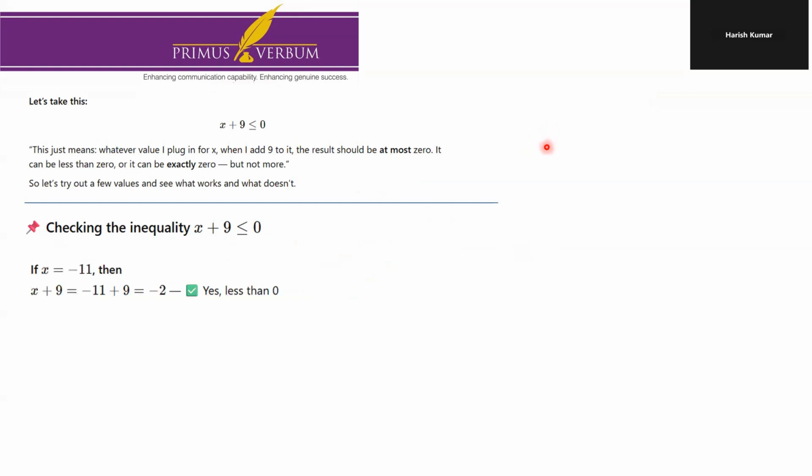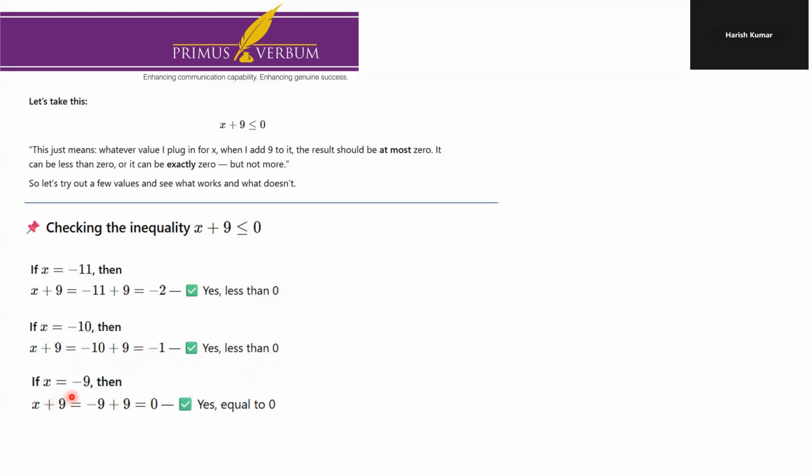So let's assign the value minus 11 to x. x plus 9 would become minus 11 plus 9, which is equal to minus 2. Yes, it is less than 0. It satisfies the inequality x plus 9 is less than or equal to 0. Now let's assign x the value of minus 10. So x plus 9 becomes minus 10 plus 9, which becomes minus 1. And yes, it is less than 0 and satisfies the inequality.